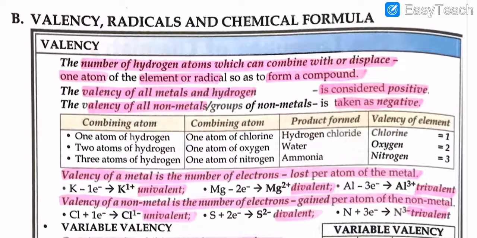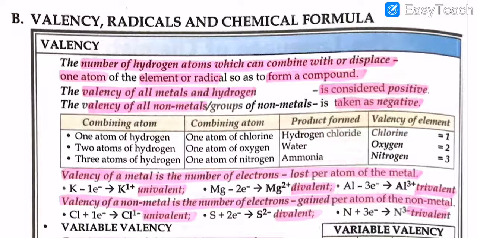Moving on, valency, radicals, and chemical formula. So what is a valency? The number of hydrogen atoms which can combine with or displace with one atom of the element or radical so as to form a compound, meaning the number of hydrogen atoms which can combine or displace with one atom.